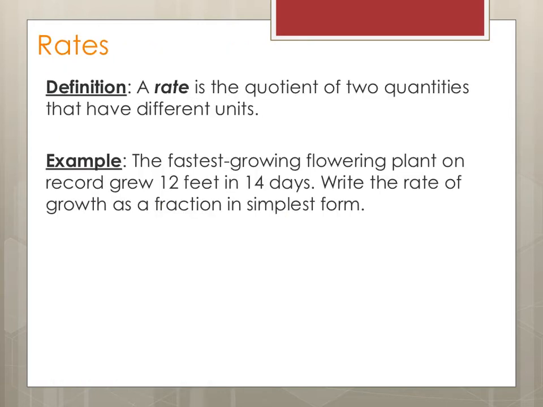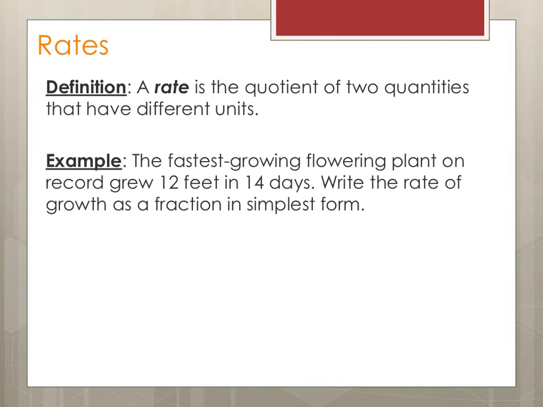So we define a rate as the quotient of two quantities that have different units. Remember, with ratios the units were always the same. It was feet over feet or minutes over minutes. With rates we're going to be comparing quantities with different units. So it might be miles per hour or dollars per pound. Okay, we'll have different units for each of the numbers that we're comparing.